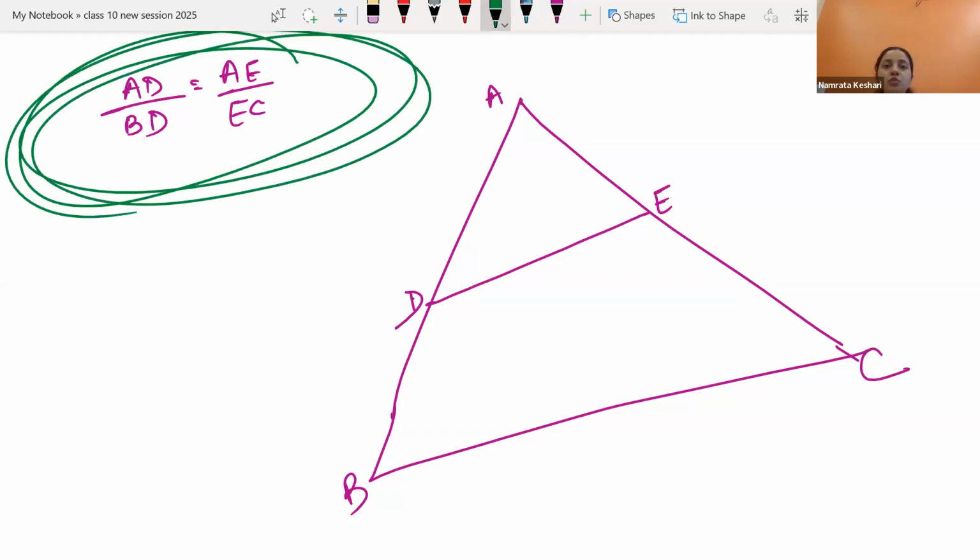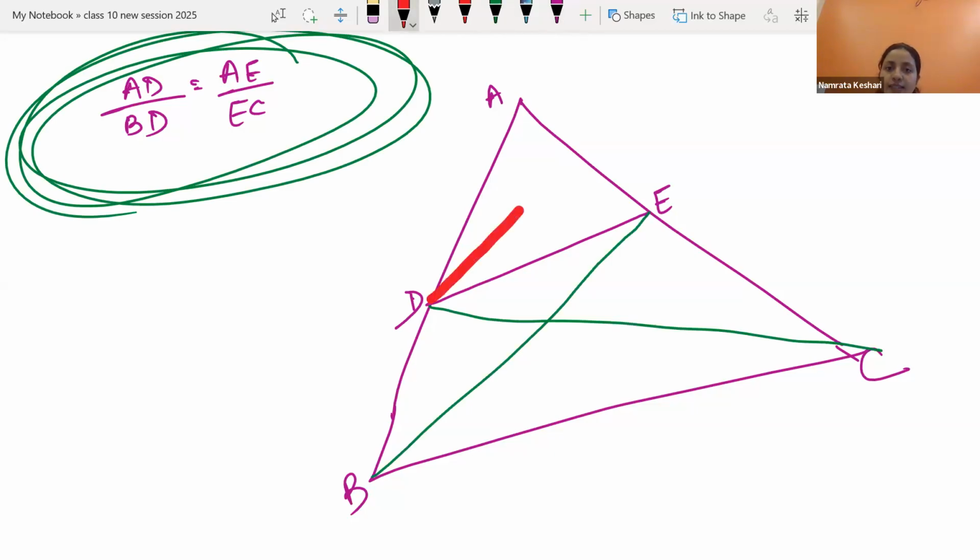For that you have memorized the construction part: you will be joining B with E, and D with C. You will be dropping a perpendicular from the vertex D like this, and you can name it M. If you maintain the same name always, you will have more clarity, but the name can be anything. And you are dropping one more perpendicular from the vertex E, that is N, like this. Now you have to prove AD by BD equals AE by EC.